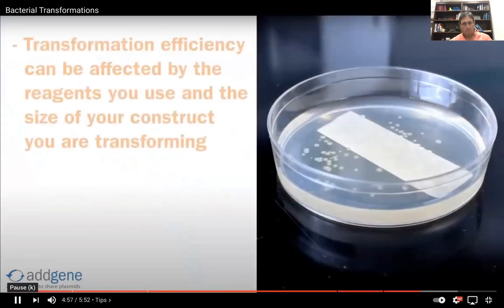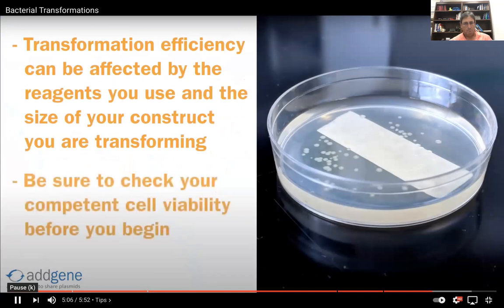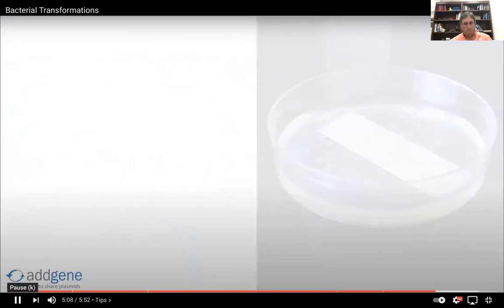You might not always get transformants the first time you try. This could be due to the reagents you use or the size of the construct you are transforming. You should check that your competent cells are still viable and that you use the right antibiotic.